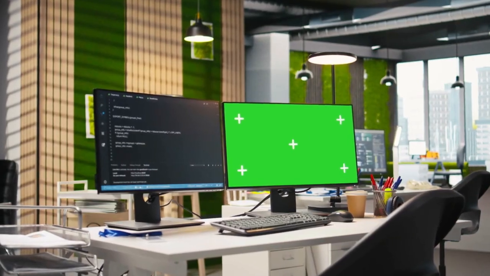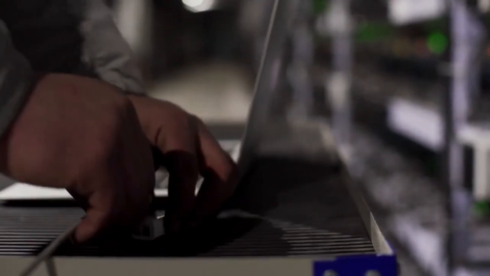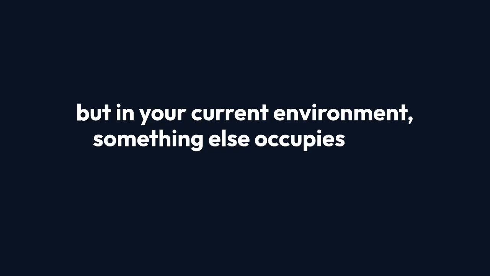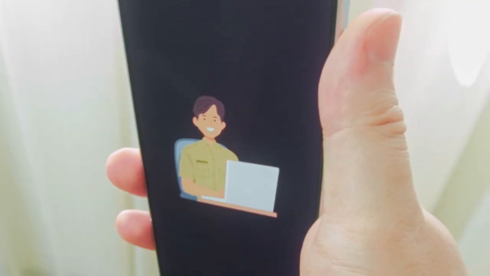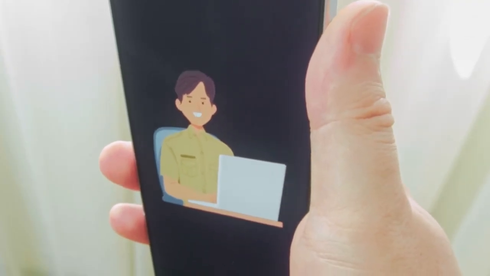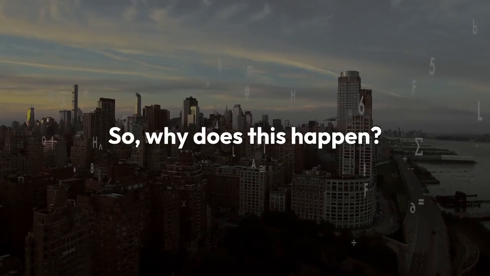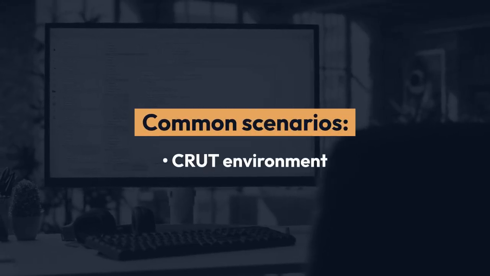When you see this error, it means the command or tool you are trying to use expects systemd to be the PID 1 process, but in your current environment, something else occupies that critical role. It's like trying to use a remote control for a TV that isn't plugged in. The command needs systemd to be the active main controller. So, why does this happen? There are a few common scenarios.